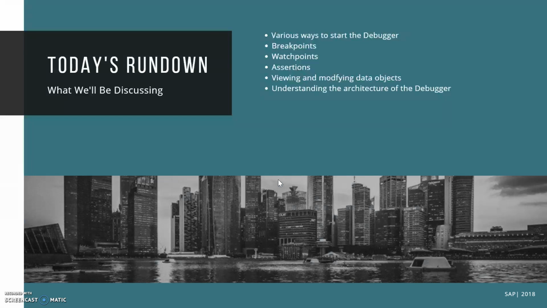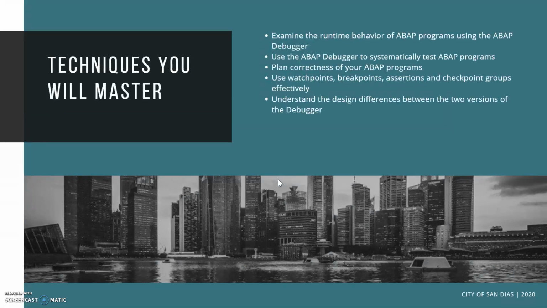Alright, so let's have a quick rundown of the various topics which we are going to discuss in detail. First, we are going to look at various ways to start our debugger. We are going to see the three main topics, which are breakpoints, watchpoints, and assertions. And we are going to look at viewing and modifying the data objects during our debugging process. And to end, we will have a quick look at the architecture of the current debugger.